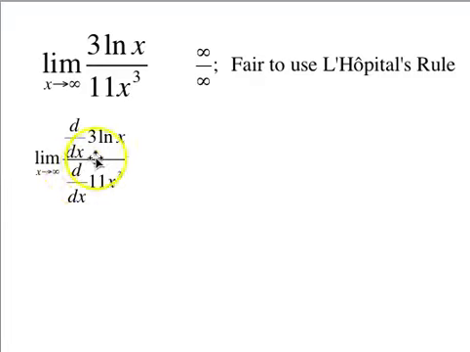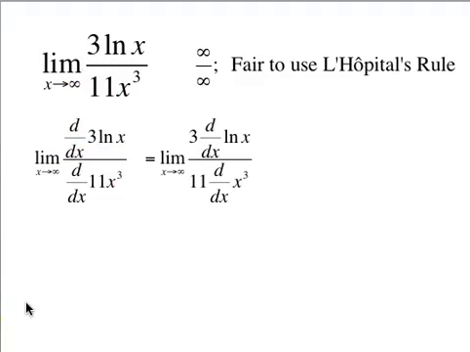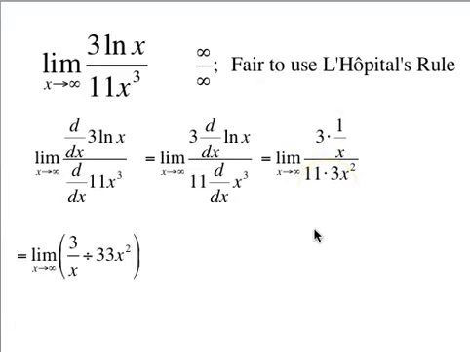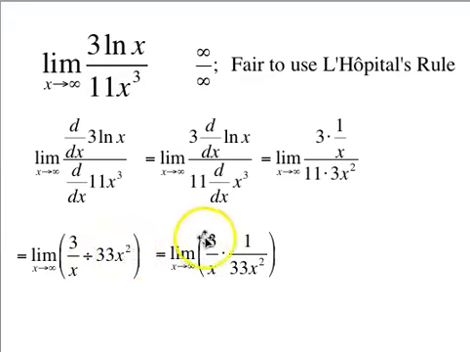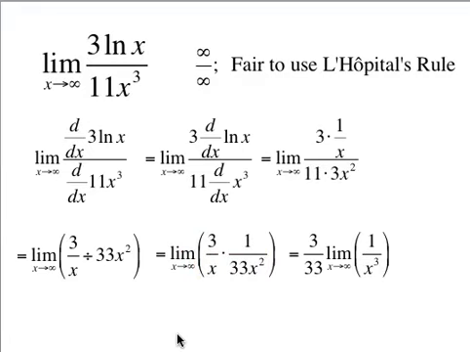Pull the 3 out in front, pull the 11 out in front. The derivative of the natural log of x is 1 over x. The derivative of x cubed is 3x squared. So here I have 3 over x and 33x squared, and those need to be divided. So limit as x goes to infinity of 3 over x divided by 33x squared. That's the same as multiplying by 1 over 33x squared. And the 3 over 33 can come out in front, and I have 1 over x cubed left.